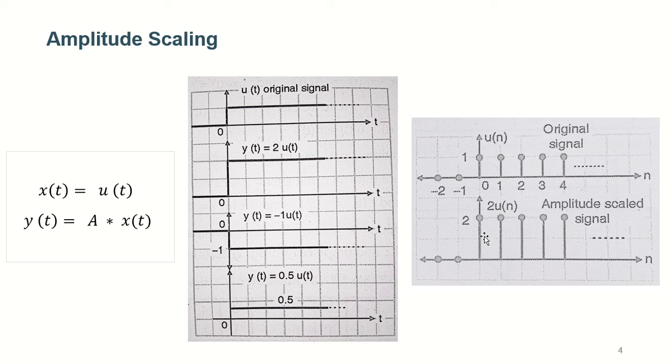Okay, so in this image you can see my u of n. For 0 it is holding the value 1, and as we take samples, the value is not changing, it stays 1. And I multiplied with a, and here we are taking the value of a equal to 2, and here I am getting 2 u of n. See, the value got doubled: here the value was 1, here the value is 2, right? So that is amplitude scaling for you. This is how we scale the amplitude of a signal.